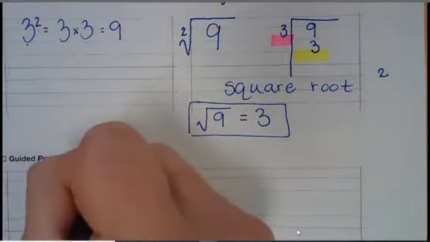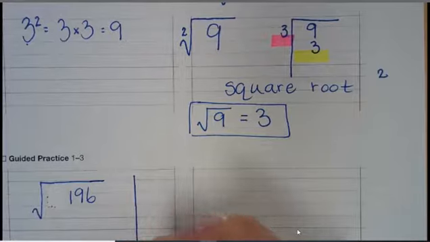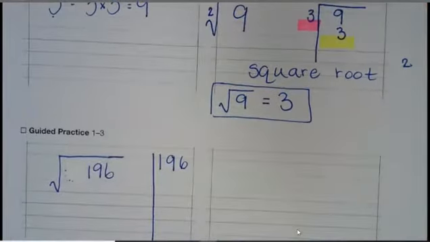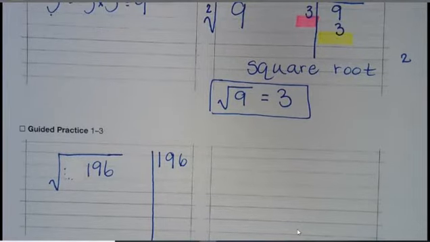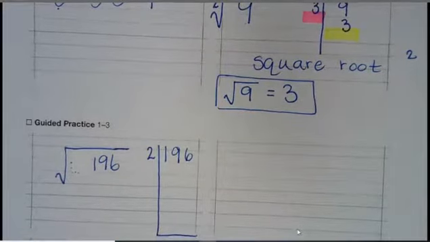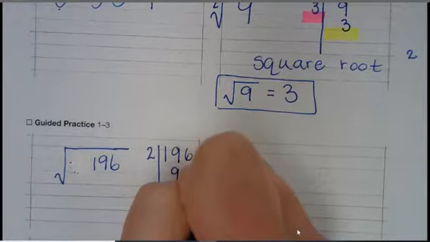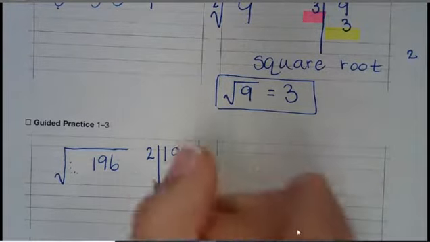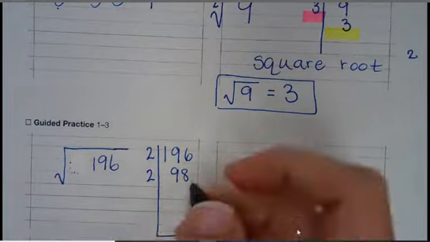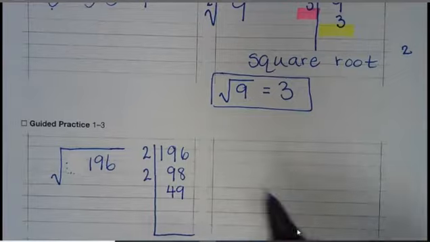So the square root of 196. Again, you just put that in a prime factorization chart. So I factor out 2 because it's even. I get 98. That's still even, so I can still divide by 2 or factor out 2. 98 divided by 2 is 49. I can't divide that one by 2.